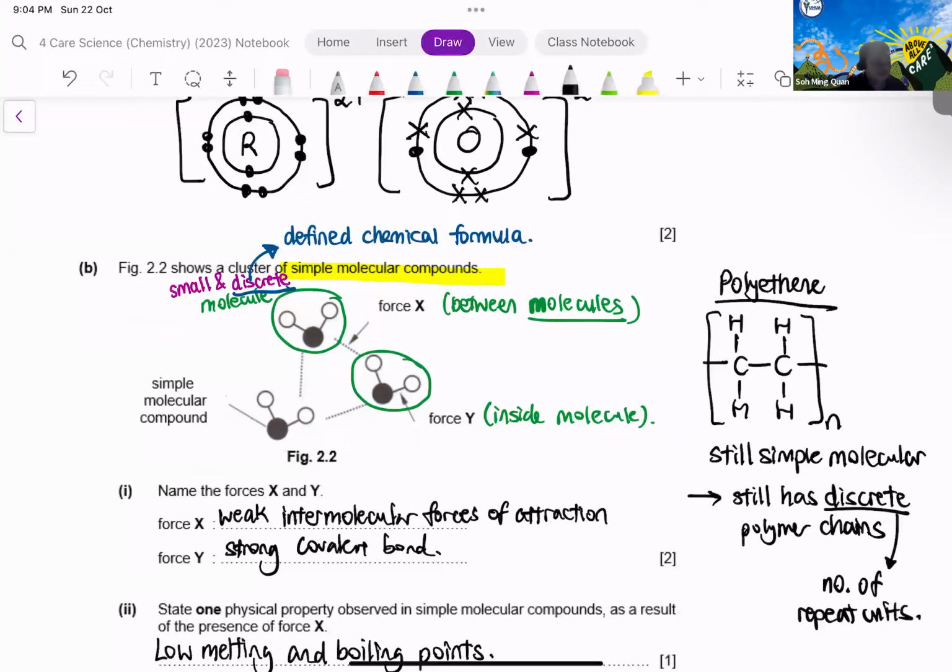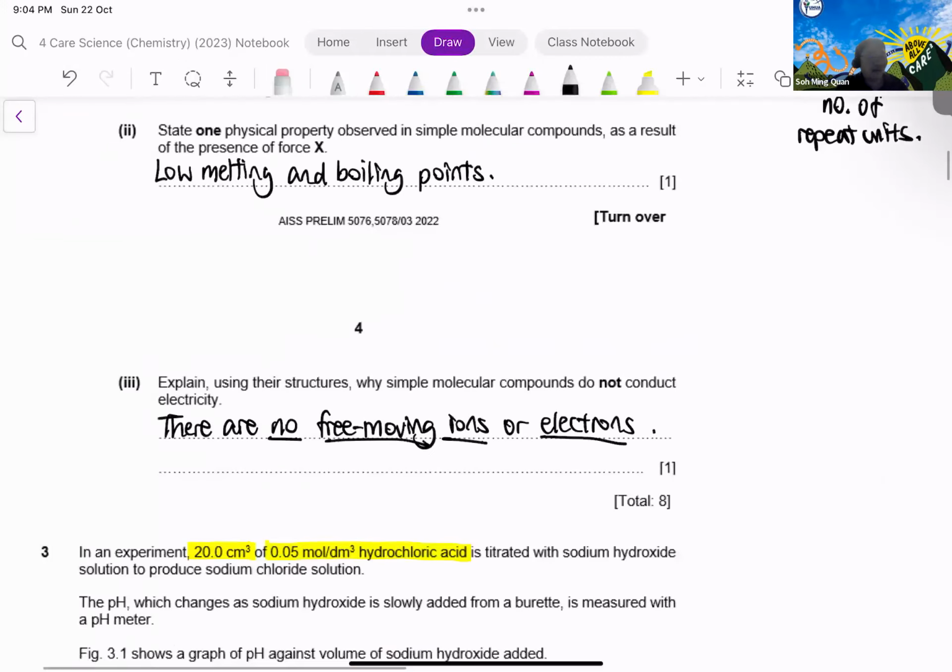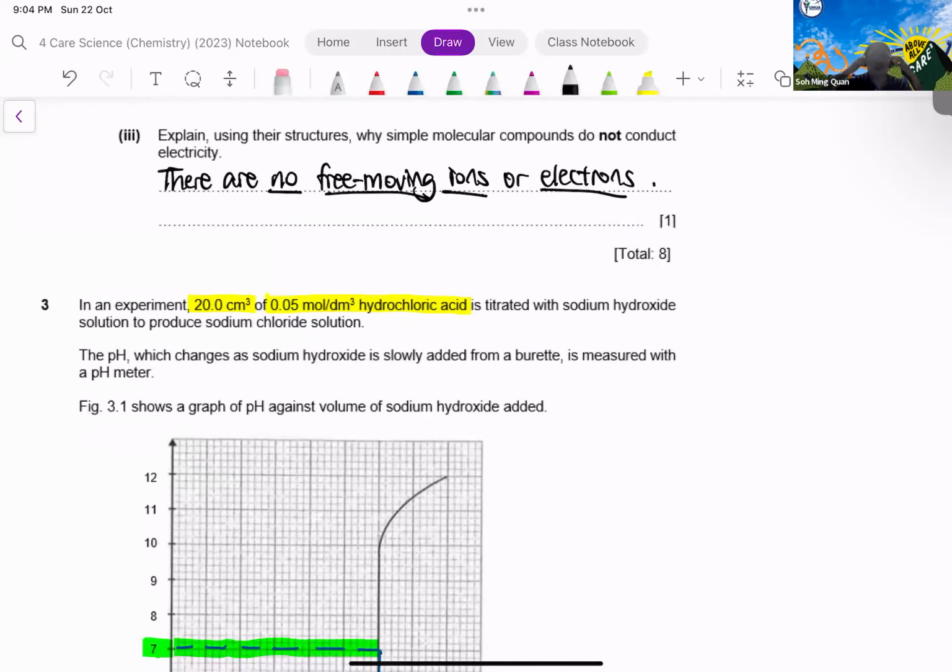Okay, moving on. Explaining why simple molecular compounds do not conduct electricity, I think that's quite easy, because there are no free-moving ions or electrons. Please don't forget, ions or electrons must be together in your answer. Okay, now I want to spend more time on question 3.